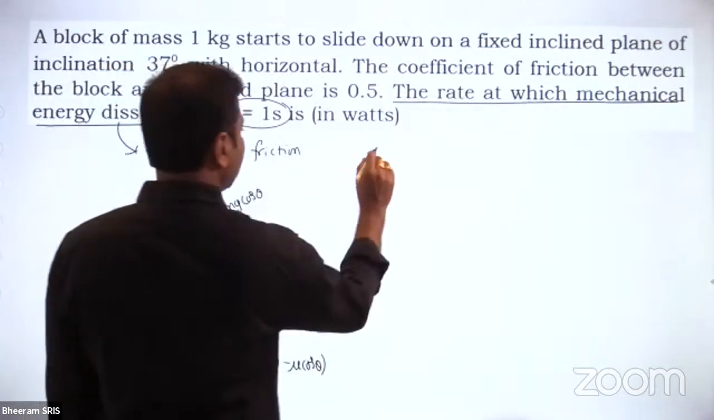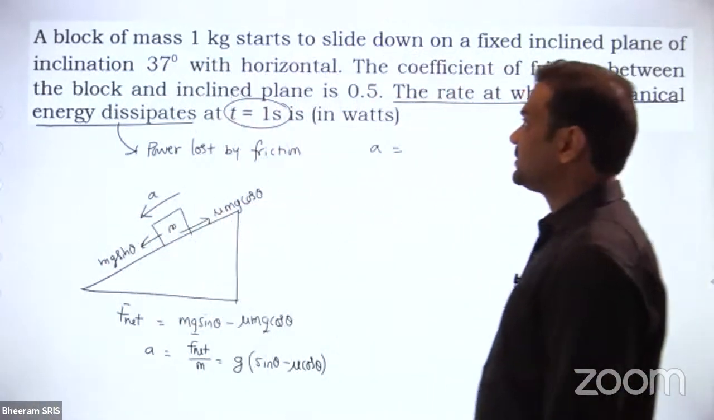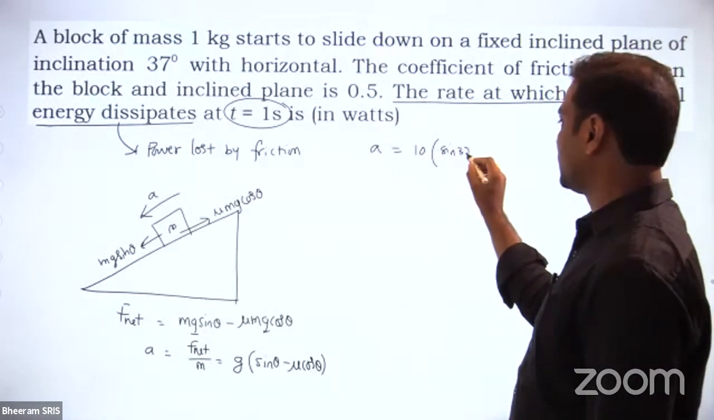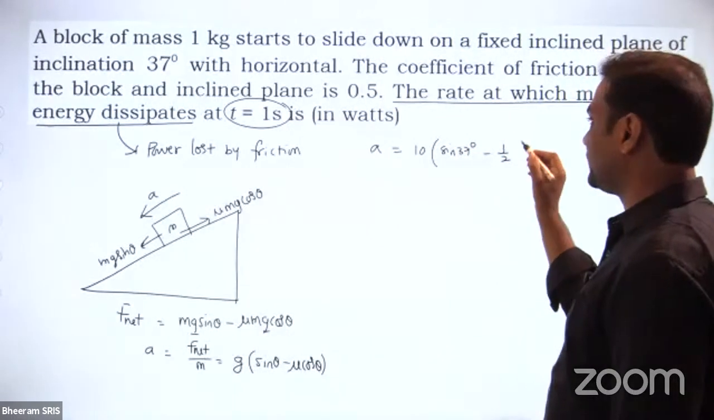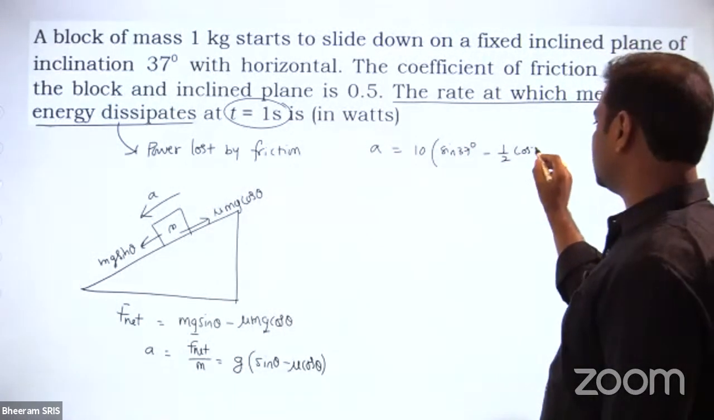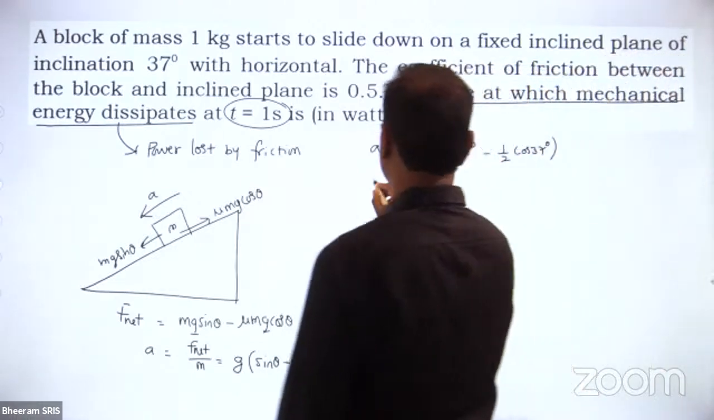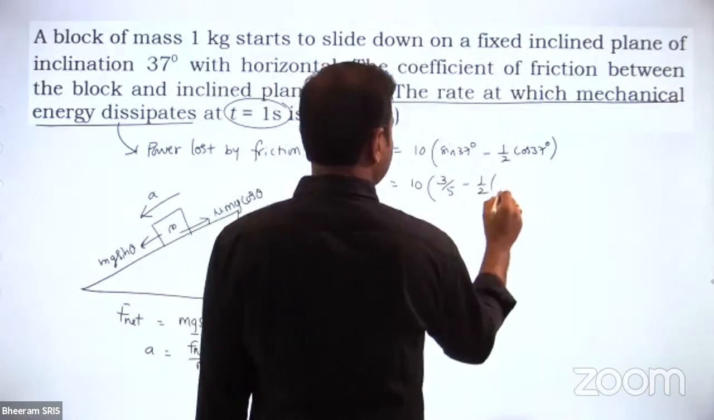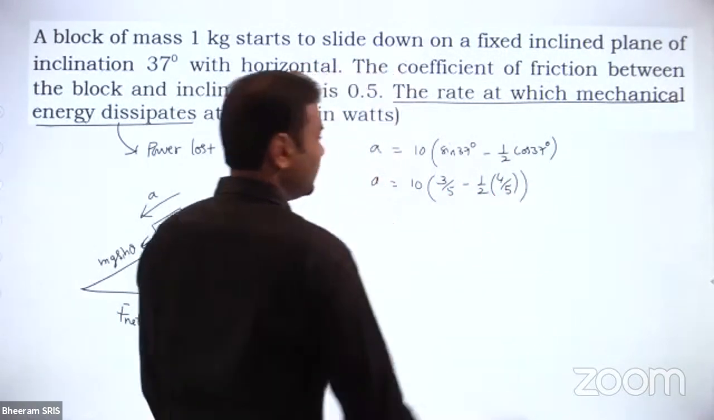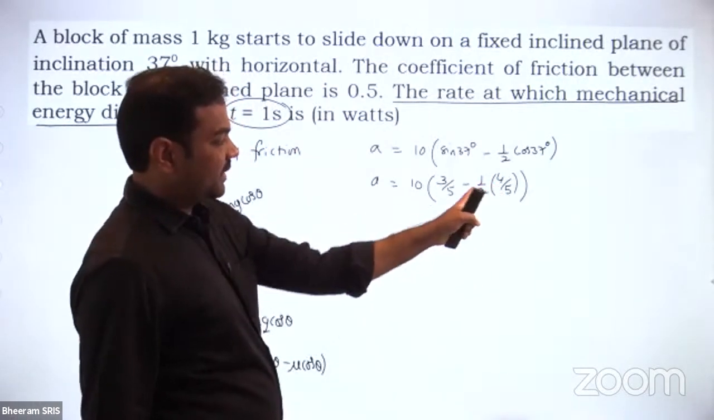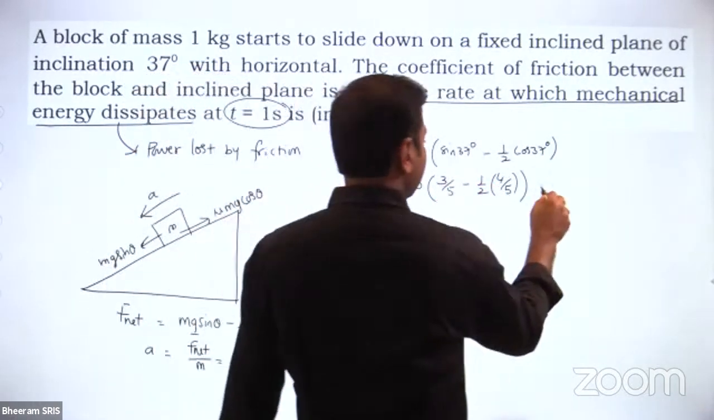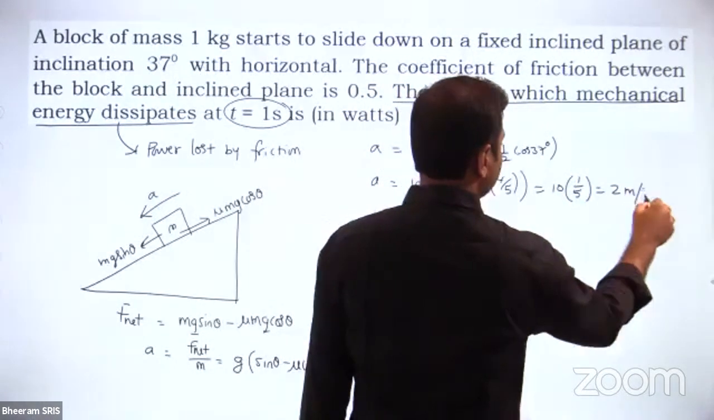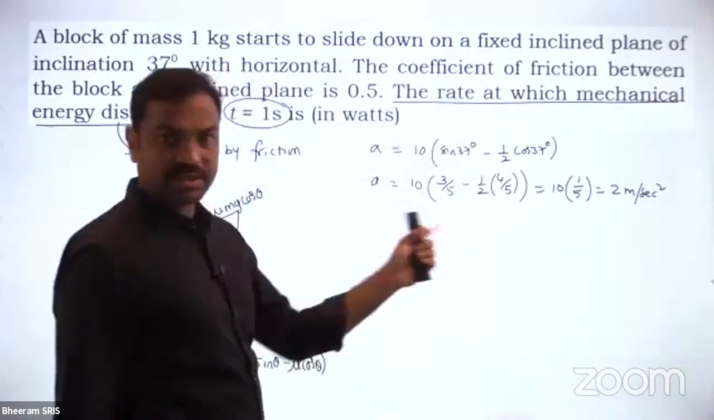So finally, what is the acceleration value? The acceleration of the block is equal to g, 10, into sin 37 minus mu, whose value is 1 by 2, 0.5, into cos 37. So the acceleration is 10 into sin 37, which is 3 by 5, minus half into cos 37, which is 4 by 5. Ultimately this is 3 by 5 minus 2 by 5, it will be 1 by 5. So 10 into 1 by 5, you will get how much? 2 meter per second square. That is the acceleration value.